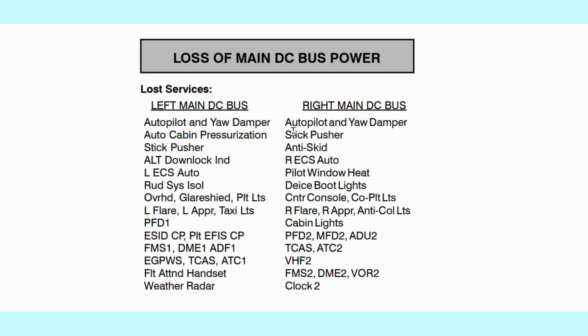For the left main DC bus, one other thing which will put you in a serious situation is pressurization, because the pressurization system is powered by the left main DC bus, and when the left main DC bus fails, the aircraft will depressurize, as you will see in the upcoming items. Okay, and this tells you that I need to go down, you have to descend.